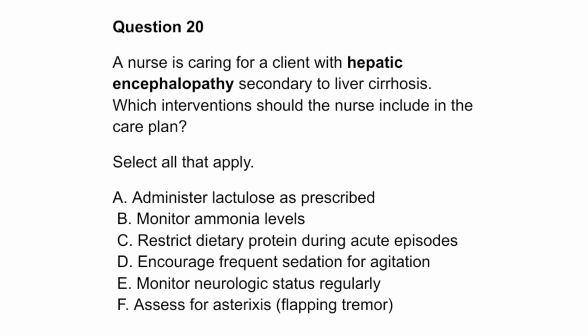Question 20. A nurse is caring for a client with hepatic encephalopathy secondary to liver cirrhosis. Which interventions should the nurse include in the care plan? Select all that apply. A. Administer lactulose as prescribed. B. Monitor ammonia levels. C. Restrict dietary protein during acute episodes. D. Encourage frequent sedation for agitation. E. Monitor neurological status regularly. F. Assess for asterixis, flapping tremor.